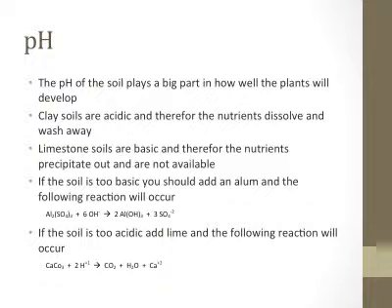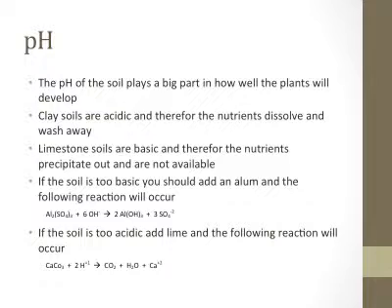Limestone soils, again, we have some of that around here as well. Depends on where you are. If you go down towards Branson, we have a little bit more clay. Up here we have more limestone. But limestone soils are basic, and therefore the nutrients precipitate out and are not available. Because what happens in limestone and water? We talked about this a few chapters ago. Limestone will dissolve, and so the nutrients will dissolve away from the limestone, so they'll be washed away into the water in the lake systems, and they won't stay in the soil.